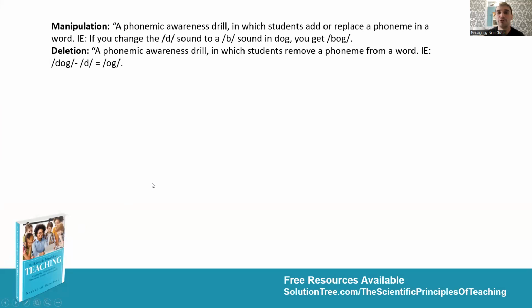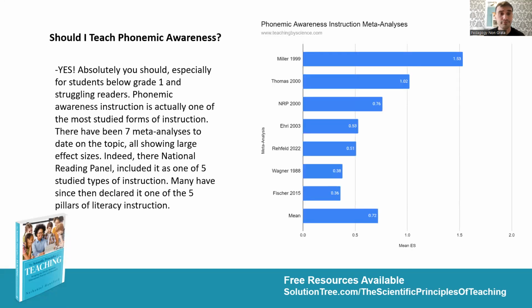Manipulation is a phonemic awareness drill in which students add or replace a phoneme in a word. An example, if you change the d sound to a b sound in dog, you get bog. Deletion is a phonemic awareness drill in which students remove a phoneme from a word. An example, dog minus d equals og.